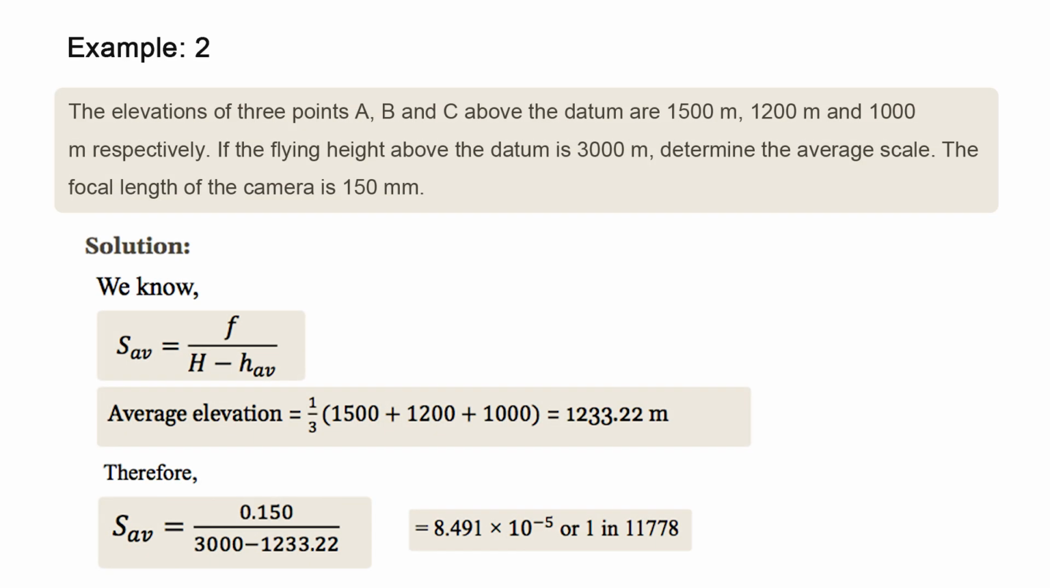For example, if points A, B and C in your photo are at elevation 1500 meters, 1200 meters and 1000 meters respectively, and your drone is flying at 3000 meters above the sea level, we can calculate the average scale. First, let us find the average elevation.